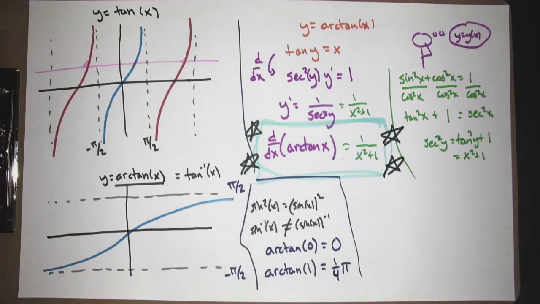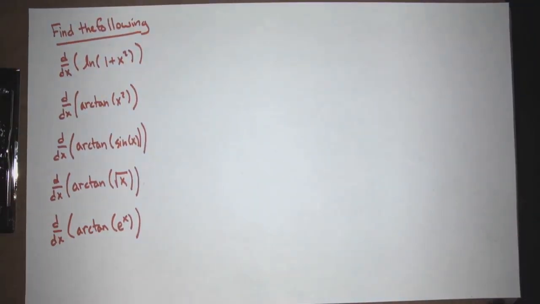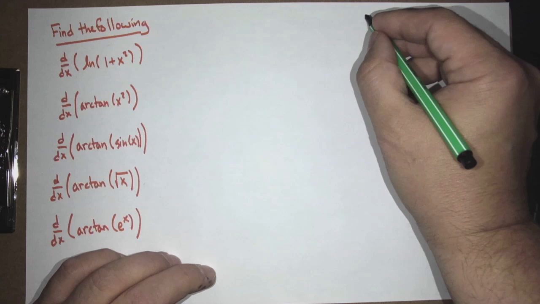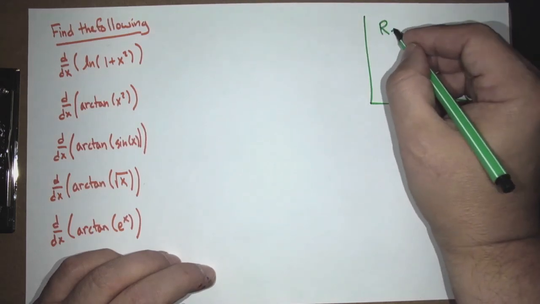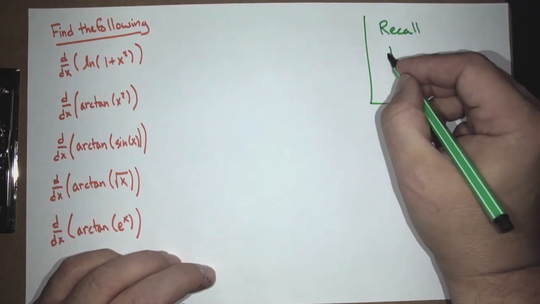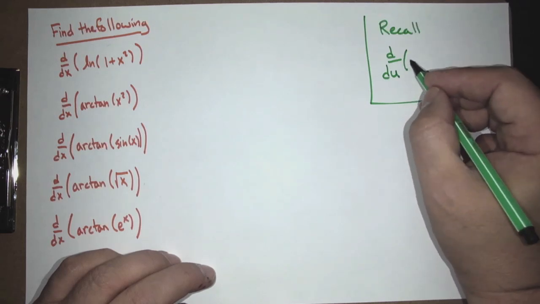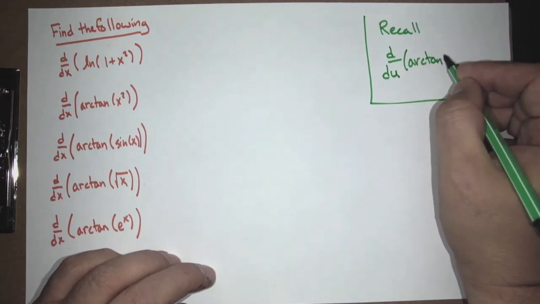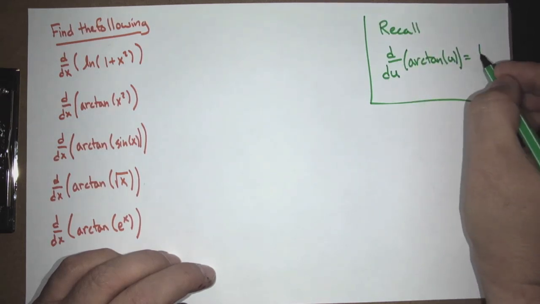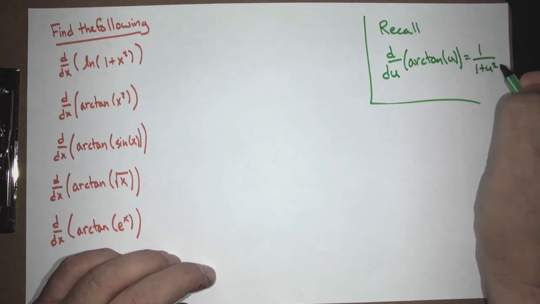Okay, let's try some things. We're going to do some practice of finding some derivatives. And let's just recall over here in the corner: the derivative with respect to u of arctangent of u is 1 over, and usually we say 1 plus u squared.